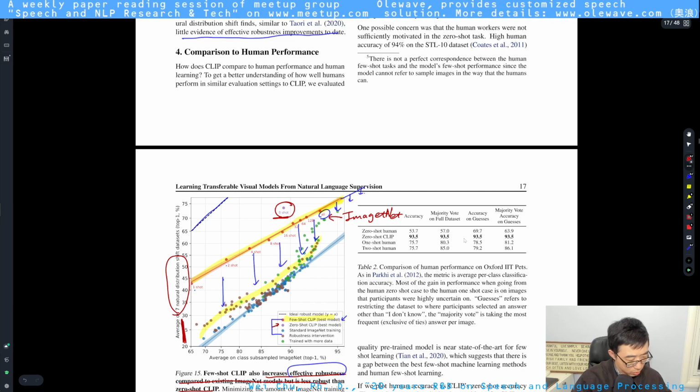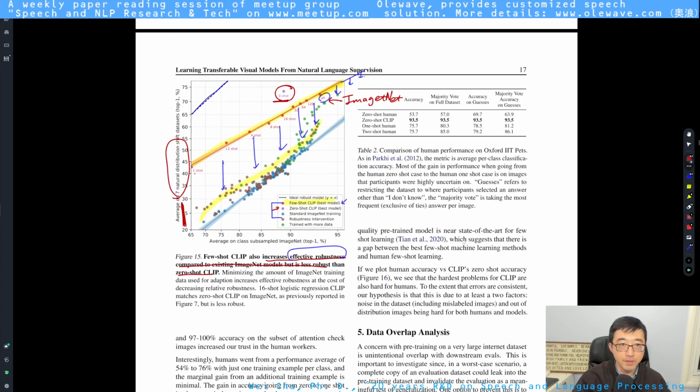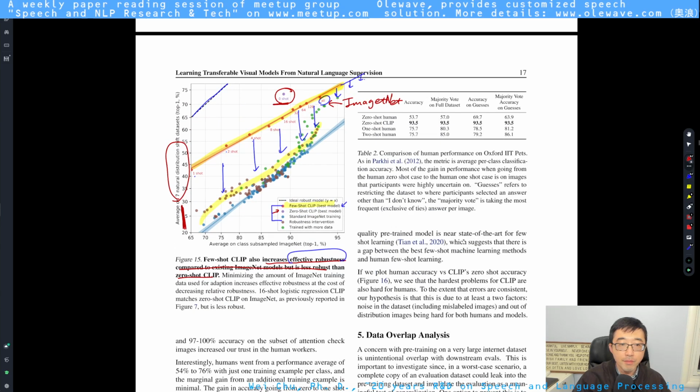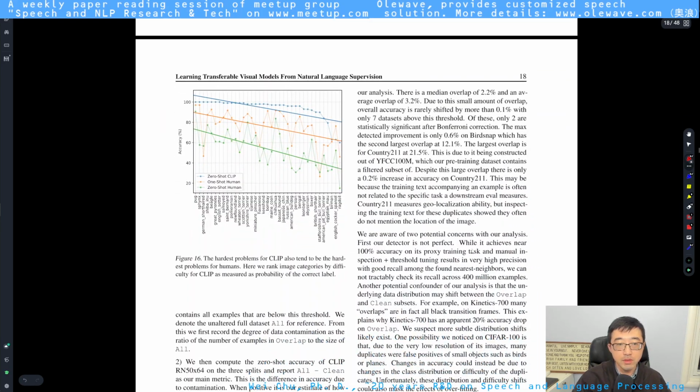But the results, you can see in figure 15. Where can I find figure 15? Not figure 15, sorry, it's figure 16, on the next page. They ranked the image categories. The x-axis is the categories of the images, and the y-axis is the accuracy of each category.